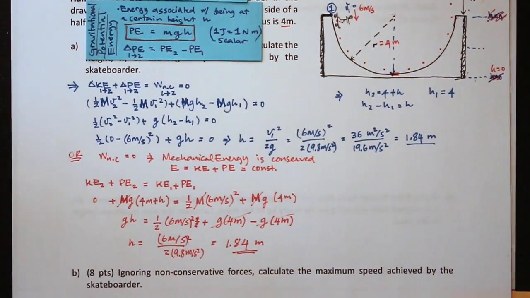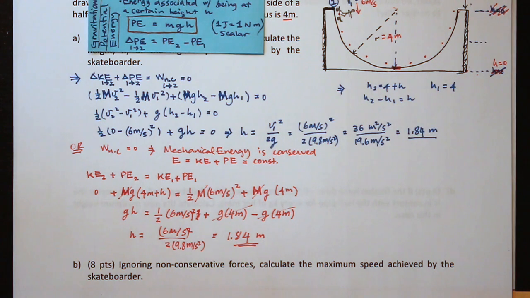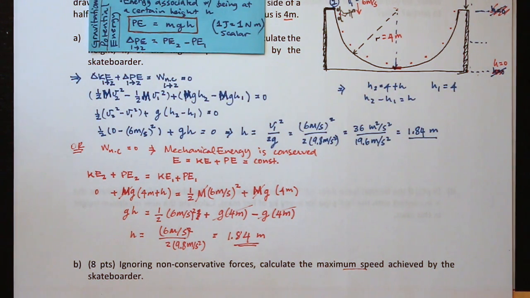Now for part B, it says, ignoring non-conservative forces, so I'm still in the same regime as before, calculate the maximum speed achieved by the skateboarder. So the first thing I gotta decide is, where does she achieve this maximum speed? At which point in her path?